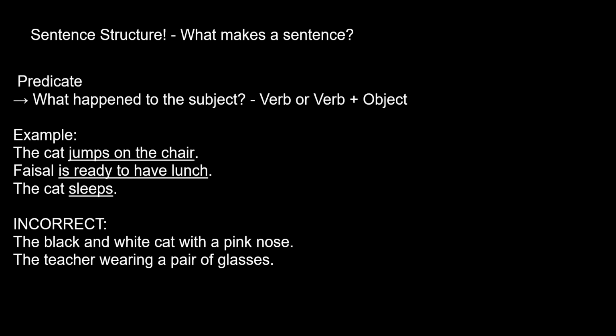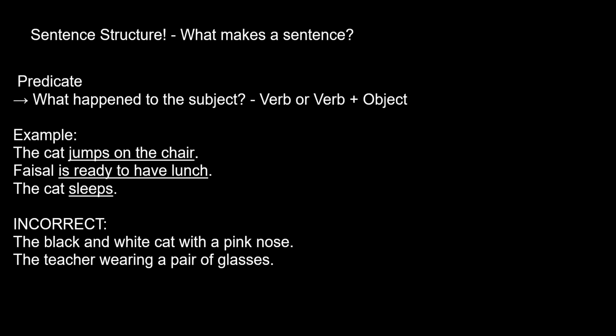The cat sleeps, right? In that case, it's just a verb, but it's still a complete sentence because the predicate includes verb and object. So in that case, the cat, what's it doing? It's sleeping, right? So in each of your sentences, you need to have, first of all, what's the sentence about? And second of all, what is happening to that subject, right? If you don't have a predicate, you're going to end up in fragment territory again, right? Over here, I've got the black and white cat with a pink nose, right? And you might think, oh, well, that's a sentence. It's kind of long, right? But no, there's no verb there, right? There's no action being taken by this black and white cat.